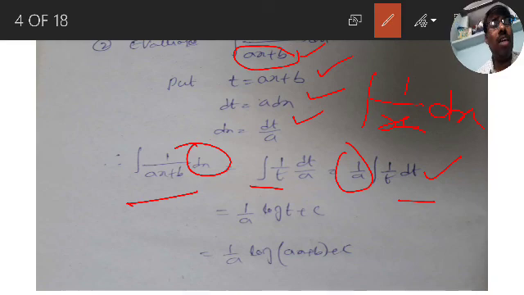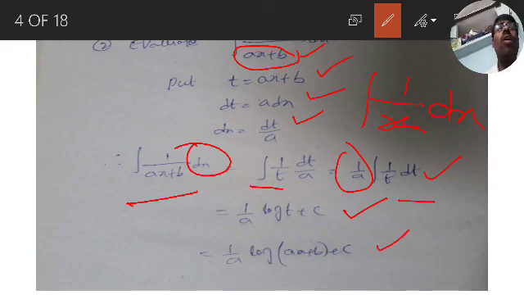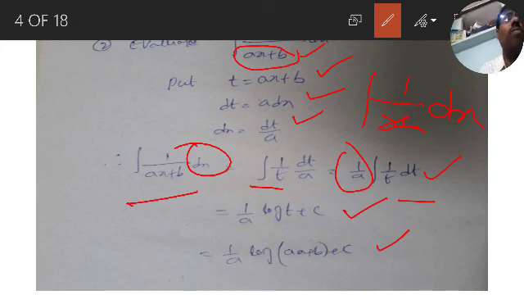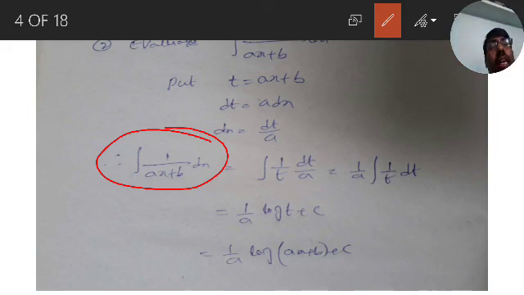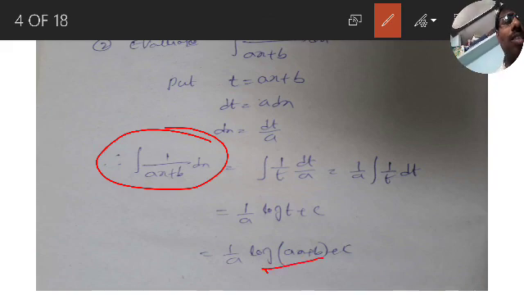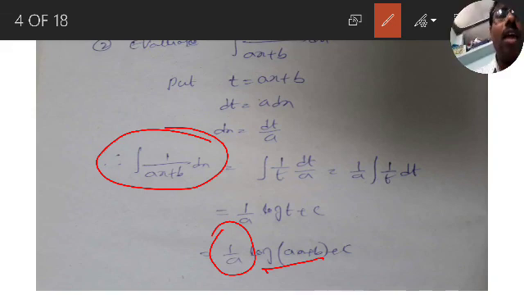Integration of 1 by x dx is log x, integration of 1 by t dt is log t. So 1 by a log t plus c. What is t? T is equal to ax plus b, that is 1 by a log of ax plus b plus c. So what can you observe? Now observe the results. Integration of 1 by ax plus b into dx is log of ax plus b. It is of the form 1 by x, but into what you are getting? 1 by a. What is a? A is the x coefficient. So are you getting?